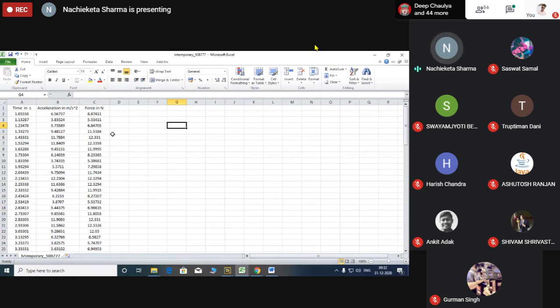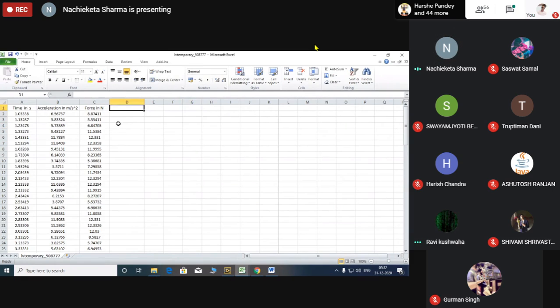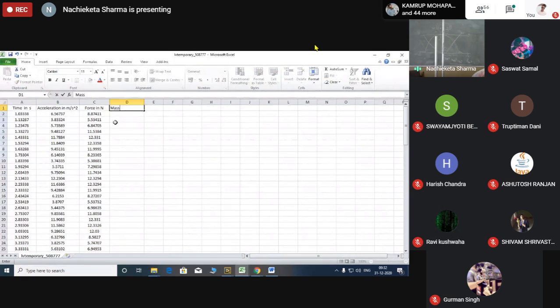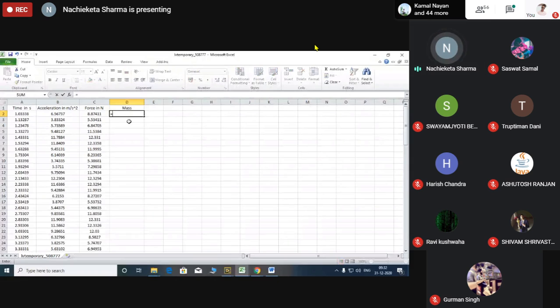Then by a similar process, you are going to calculate the mass. I have already told you how to calculate the mass: force by acceleration. For that, you have to apply that formula. Equal sign, this is your force divided by this is your acceleration. Then enter. If you drag this from here, you can get the mass.